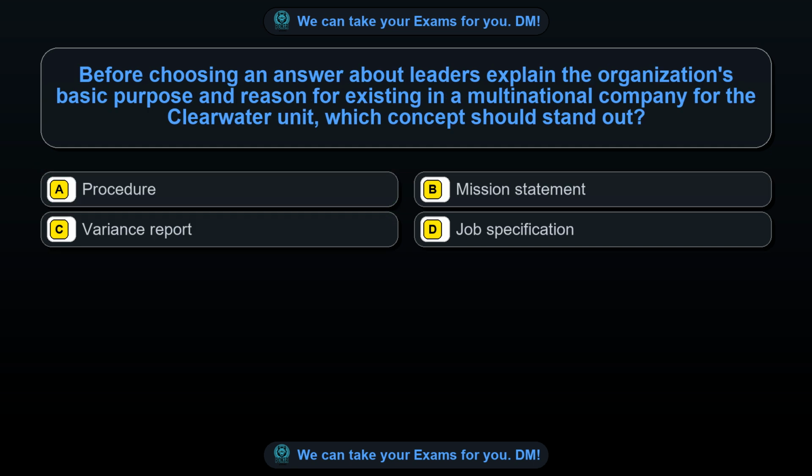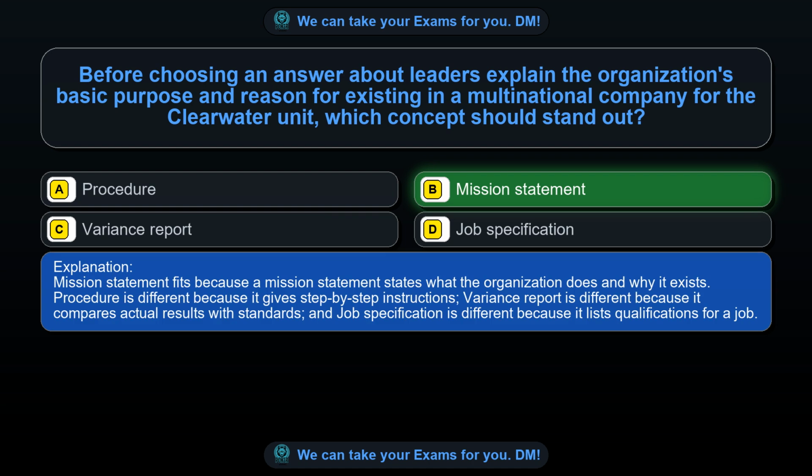Question 66. Before choosing an answer about leaders, explain the organization's basic purpose and reason for existing in a multinational company for the Clearwater unit, which concept should stand out? Option A, procedure. Option B, mission statement. Option C, variance report. Option D, job specification. The correct answer is option B, mission statement.